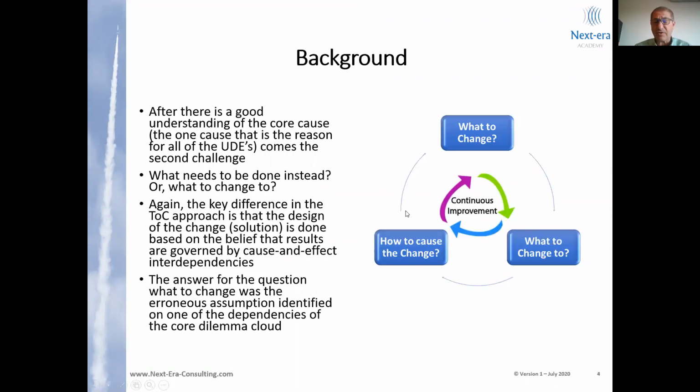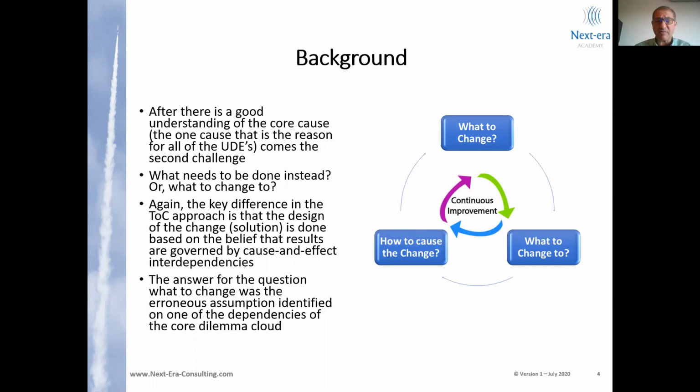So the first step was to find what is this cause that is responsible for all the undesirable effects. Knowing what the problem is, in mathematics, it is usually said that knowing the problem is half of the solution, but still 50% is missing. So we need to find how to solve this core cause.